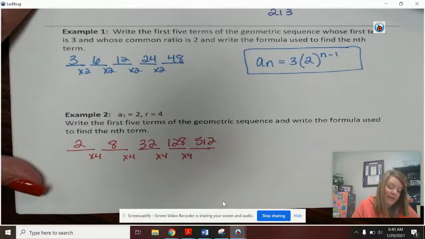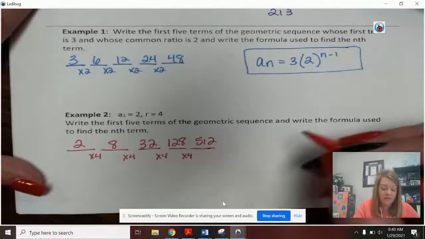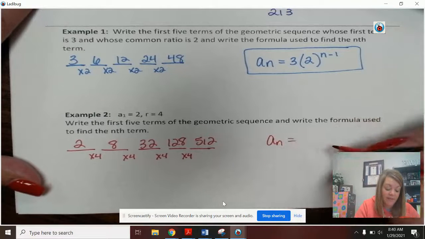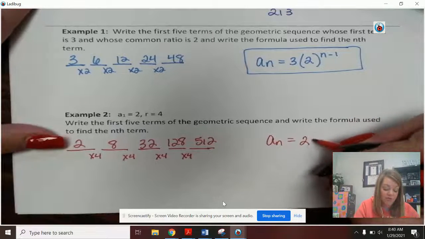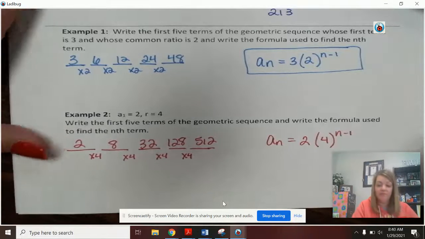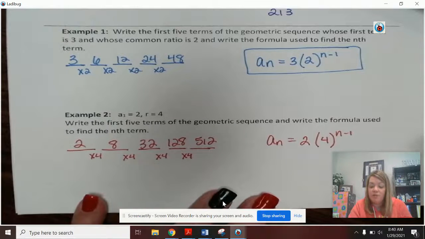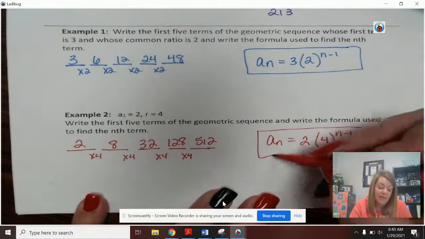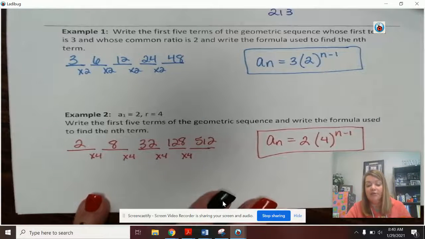And if I was looking to find the nth term, the formula, I need to know a sub 1 and I need to know r. So I leave a sub n in there. A sub 1 is 2. R is 4 to the n minus 1. And that's all you need to be able to write the formula. You leave the n in there because the n is where you would plug in if you're looking for a certain term. We're going to do that next.